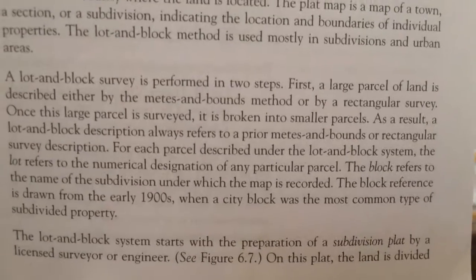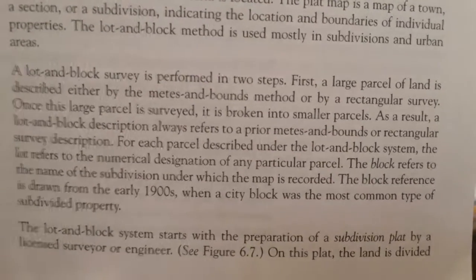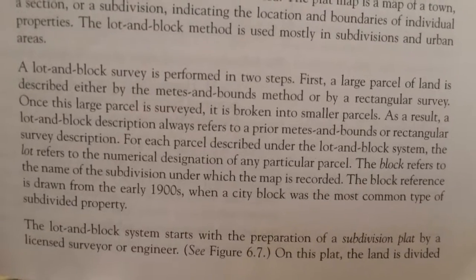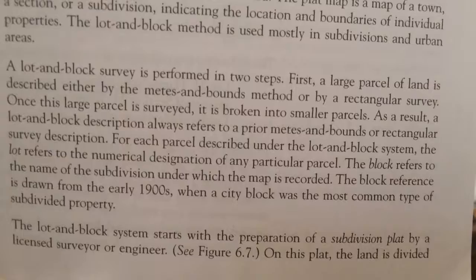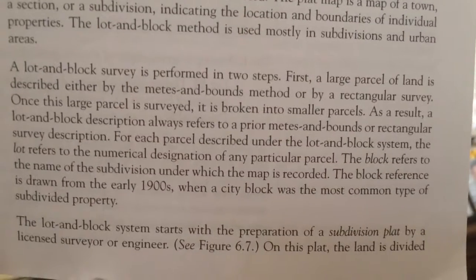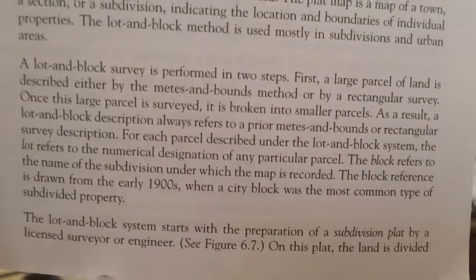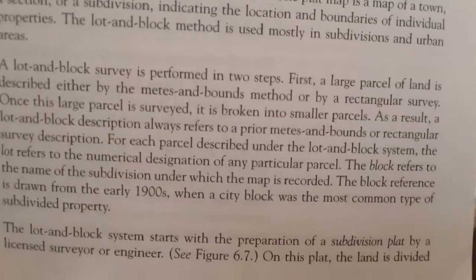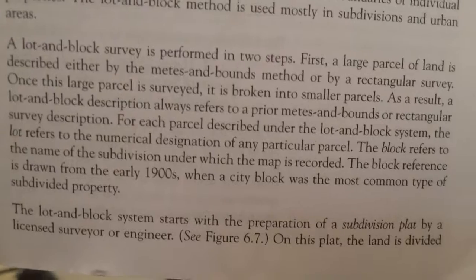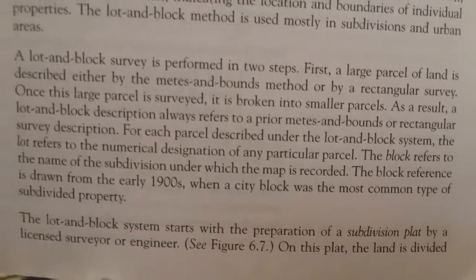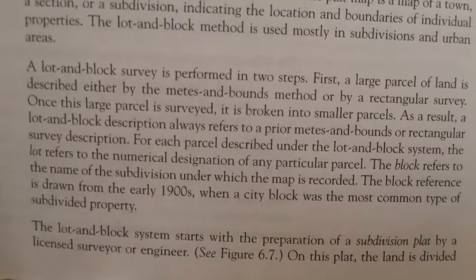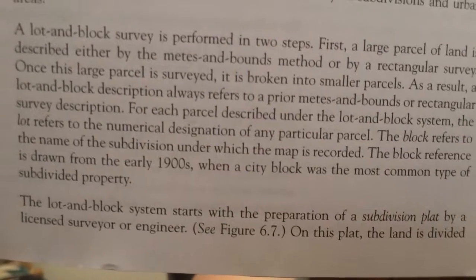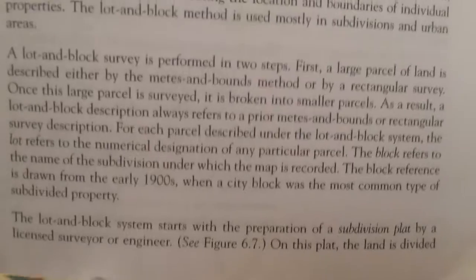A lot and block survey is performed in 2 steps. First, a large parcel of land is described either by the metes and bounds method or by a rectangular survey. Once this large parcel is surveyed, it is broken into smaller parcels. As a result, a lot and block description always refers to a prior metes and bounds or rectangular survey description.